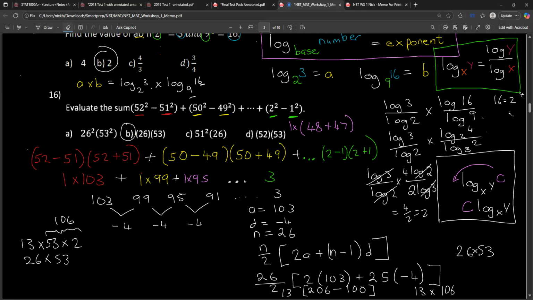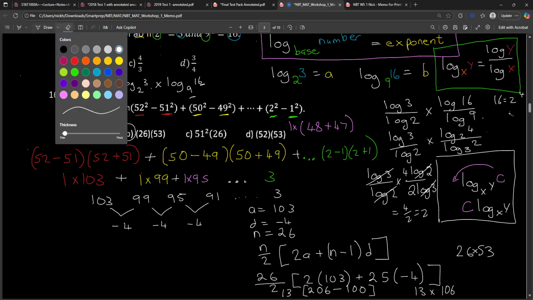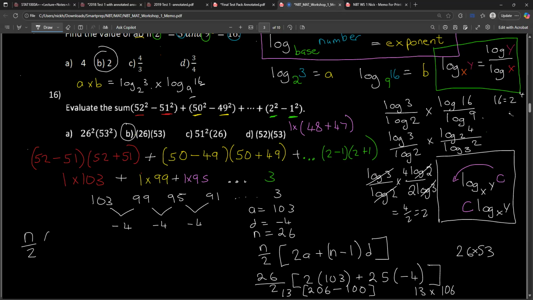Okay, another way to do it is you can multiply the number of terms, which is 13. So there's another formula, which is the number of terms, n over 2, multiplied by the first term plus the last term. And let's just explore that.